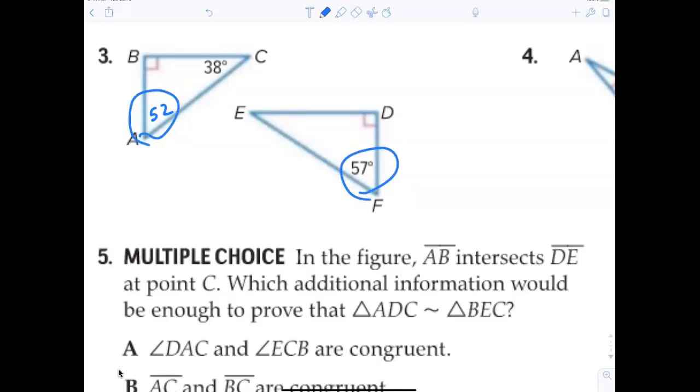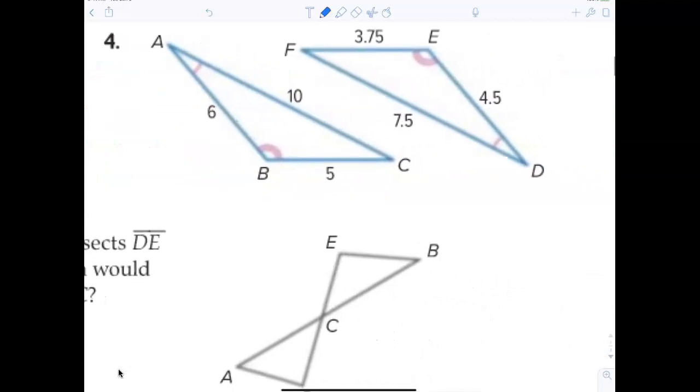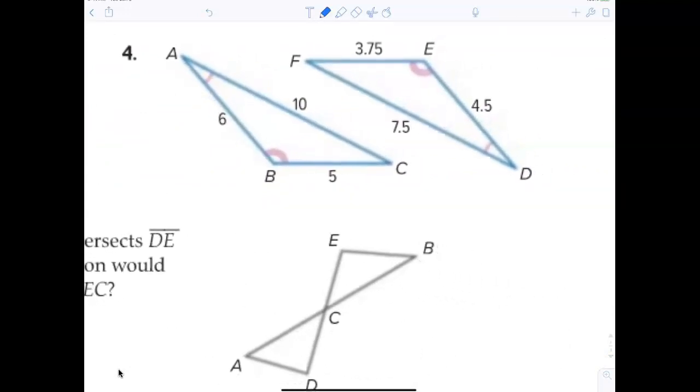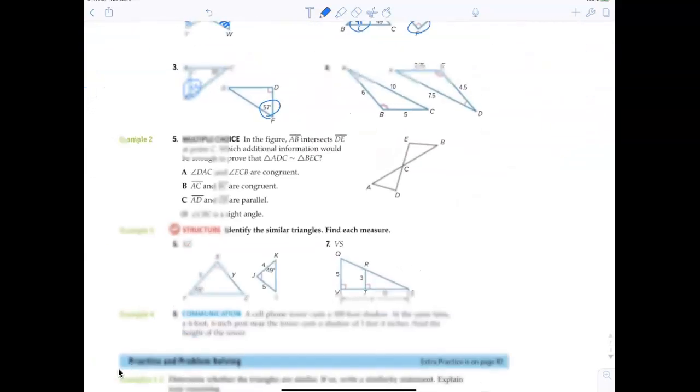Number four. Yes or no? Yeah, because two angles. Automatically, it has to be similar. Angle similarity.